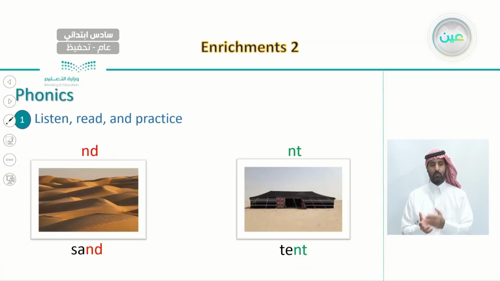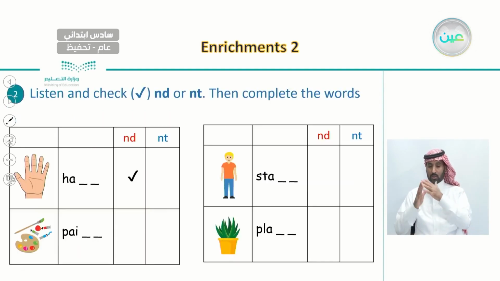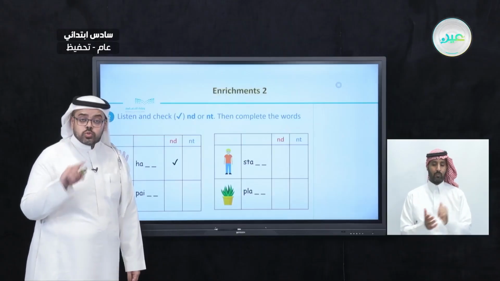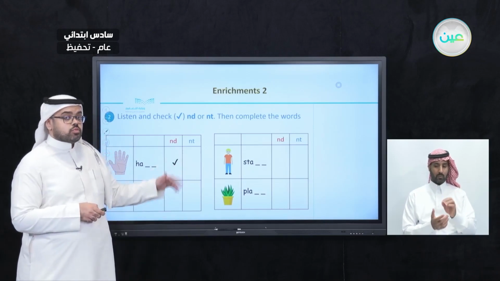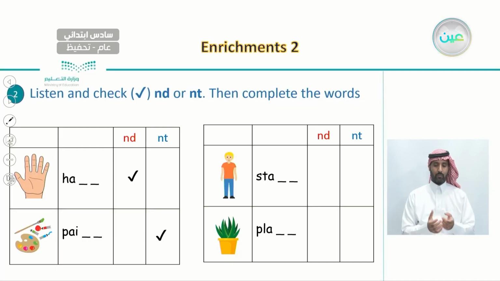After this, with the phonics, we listen to words that have the ND sound and NT sound, like, for example, sand and tent. We also did this exercise where we listen and check ND or NT when we listen to these four words. Not only this, but we also wrote or completed the missing letters from these words. For example, the first word was hand.